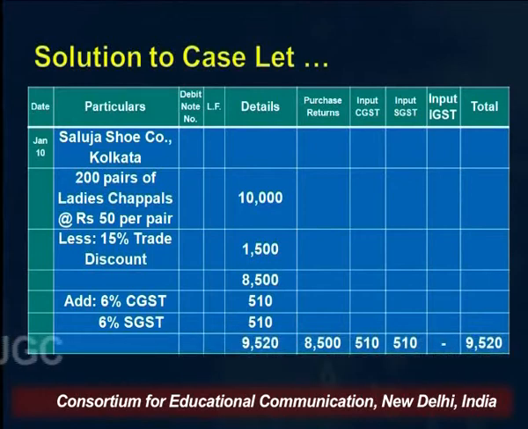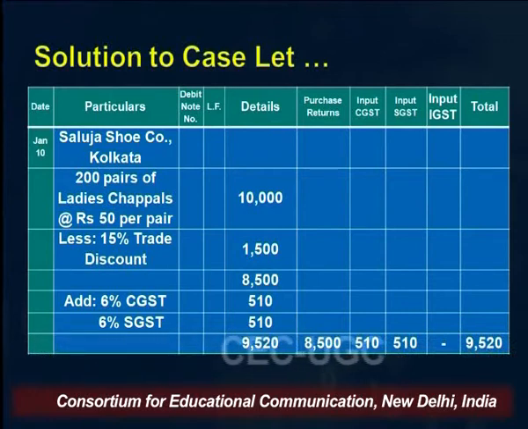10,000 is the amount which is there in the detail column. On that we are charging 15% trade discount. We are subtracting 1,500 in total. So 8,500 is the net amount, right, which is subject to taxation. So our CGST and SGST at 6% each would be calculated on 8,500, not on your 10,000, okay? So 6% of 8,500 comes out to be 510, right?